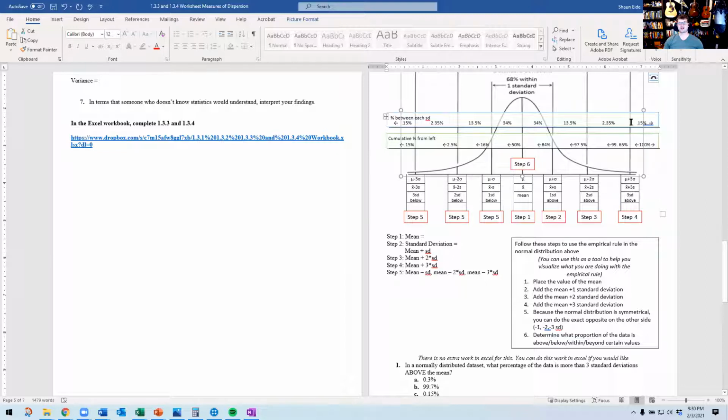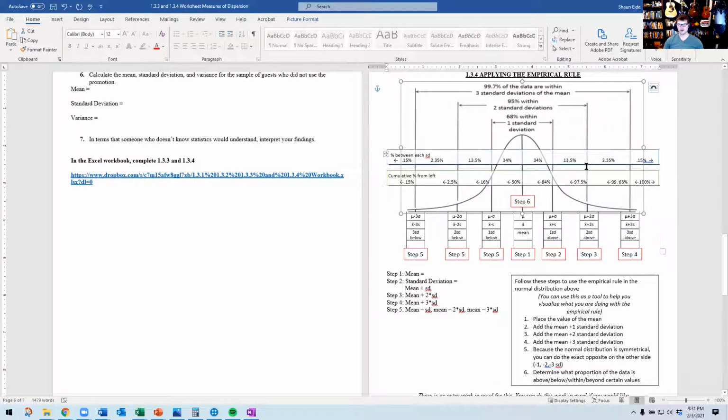This is the percentage of data that is from this line over. Okay, everything in the blue. This is the percent of the data that is between this line and this line. This is the percent of the data that is between this line and this line, or this is 1 standard deviation above the mean up to 2 standard deviations above the mean. This is 2 standard deviations above the mean up to 3 standard deviations above the mean.